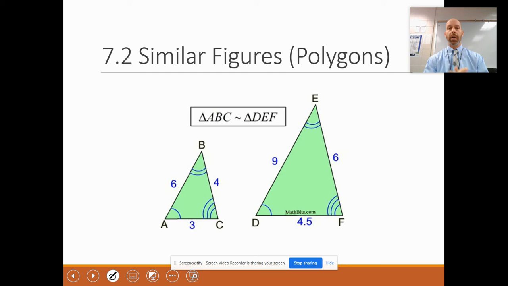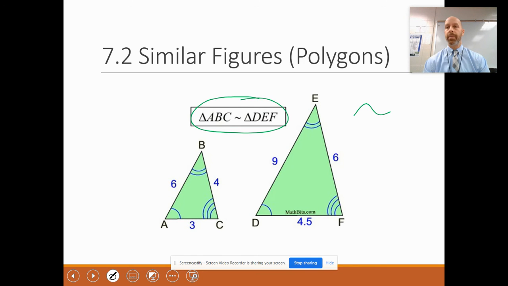So these are similar figures, these two triangles here, and I just grabbed this image off of mathbits.com. This is how we would write symbolically that triangle ABC is similar. We use this tilde symbol to represent similar.